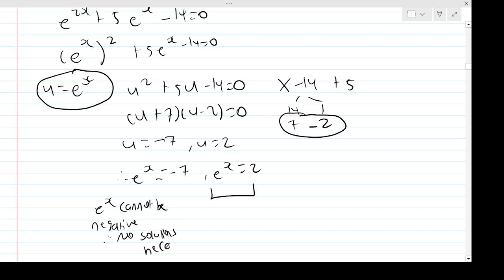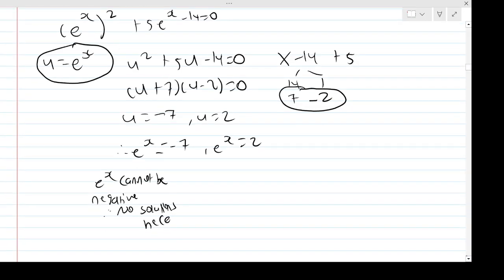Okay, but what about this? E to the x is equal to 2. Yes, we can solve that, because if we take logs, ln of e to the x is ln 2, then x ln e is ln 2, where again, ln e just goes to 1. So then x is just simply ln 2.